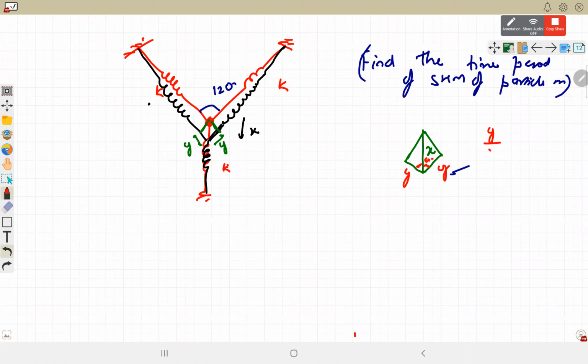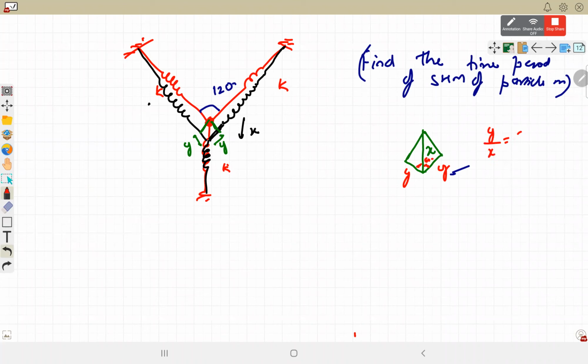Y is the base, x is the hypotenuse, so y over x is equal to cos 60. So the value of y is x times cos 60. In this question the angle is 60; otherwise, the general equation will be cos theta. Cos 60 is 1 by 2, so y will be x by 2.